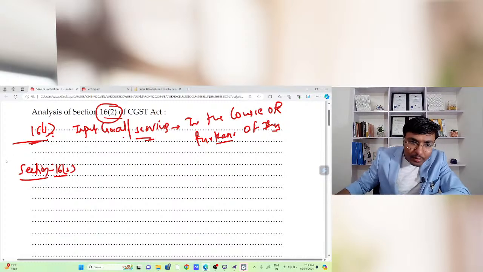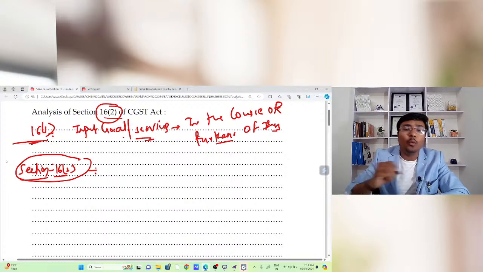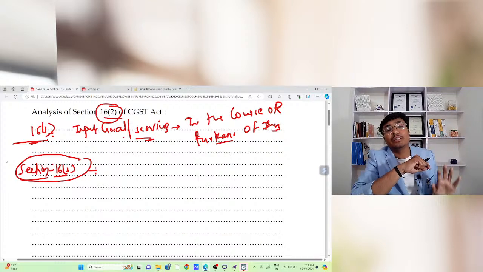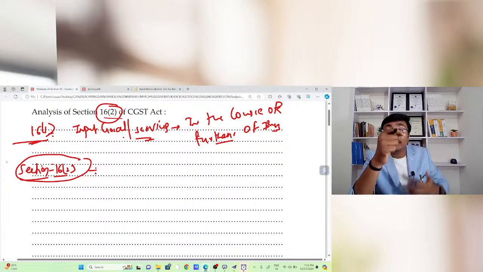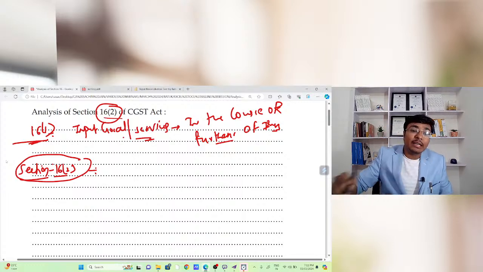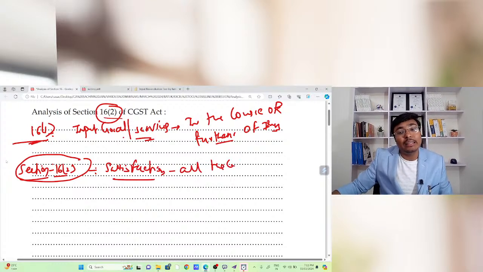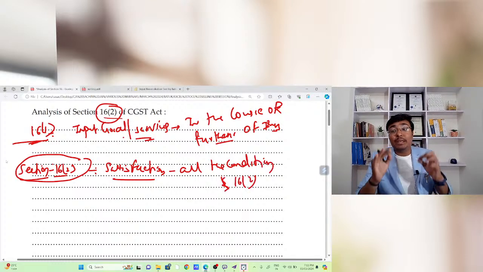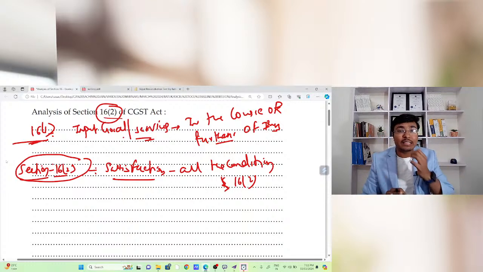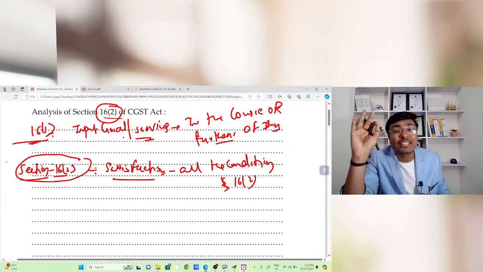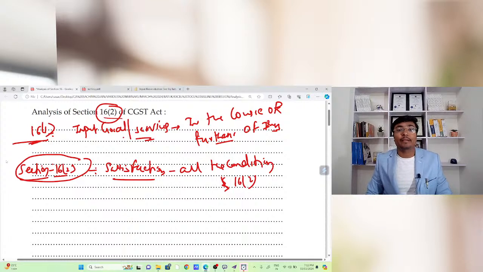Now, section 16 subsection 2 says that whatever is written in section 16 subsection 1, the taxpayer will be eligible to claim the input tax credit only and only after the satisfaction of all the conditions of section 16 subsection 2. That means the taxpayer will be eligible to claim the input tax credit only after satisfying all the conditions mentioned in section 16 subsection 2. That is the point.